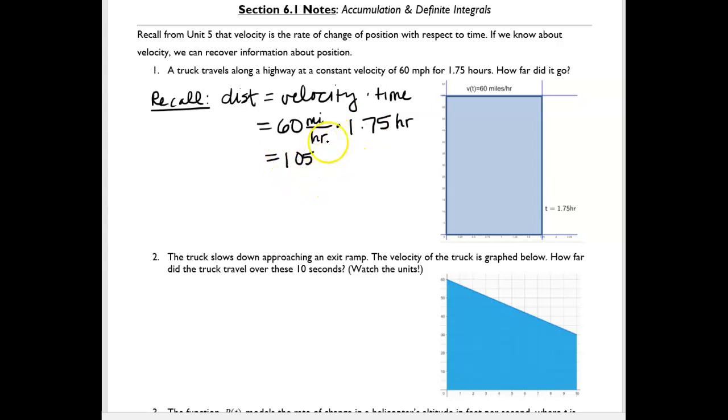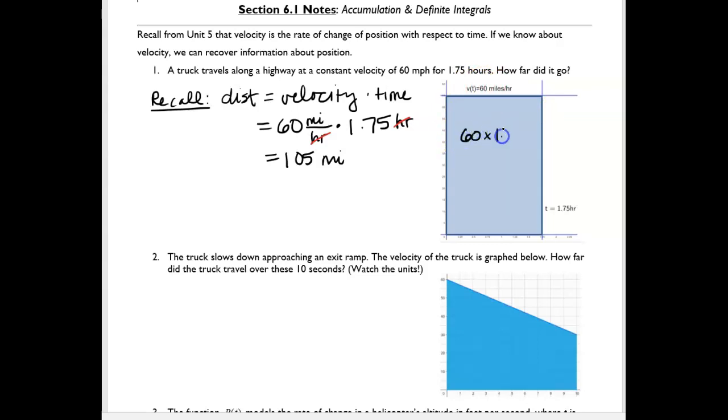And then if I pay attention to my units here, I would notice that the hours actually cancel out, and so my units are just miles. 105 miles. So that's how far this truck traveled. Let's think about what that means graphically. So over here I have 60 miles per hour as my velocity, and my time is on the x-axis, t equals 1.75 hours. If I think about multiplying those together, that would actually give me the area.